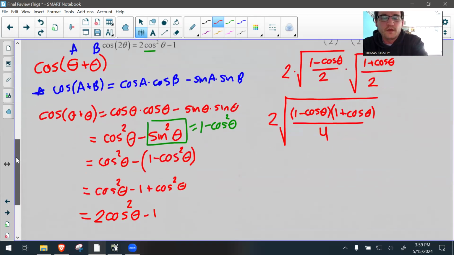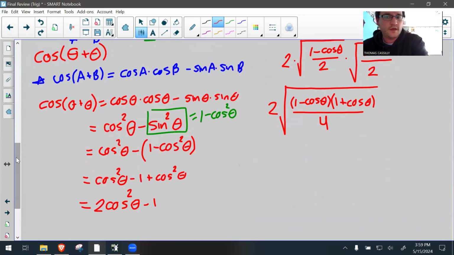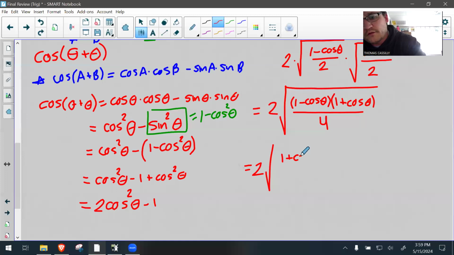I'm just going to keep going. We could take care of the 4 now, but I'll save it for the end. So we have this square root of a double distribute at the top. 1 times 1 is 1. 1 times cosine is positive cosine of theta. Negative cosine times 1 is minus cosine of theta. And then the last one is minus cosine squared of theta. And that is still all over 4.